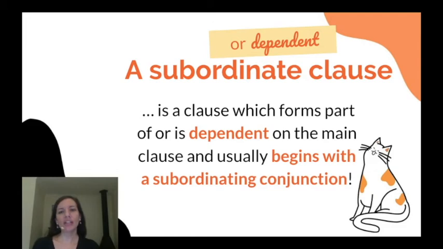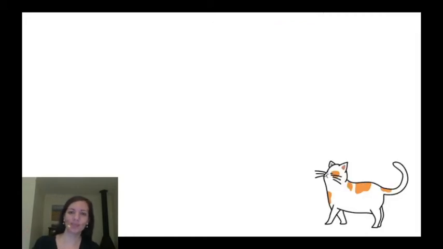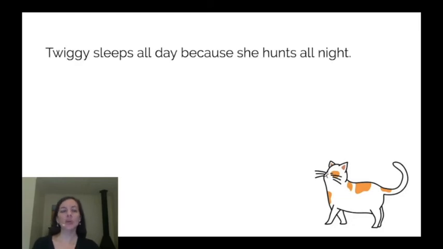So generally, we're looking for clauses that begin with a subordinating conjunction. So in the example, Twiggy sleeps all day because she hunts all night, we're going to determine which part of that sentence is main and which is subordinate. Now, what's important to note is that in these kinds of sentences, we're talking about complex sentences now, you can either begin with the main or end with the main clause. So it's not enough to kind of learn where you think it will be in the sentence. You really have to look at each sentence in order to determine which part is main, which part is subordinate.